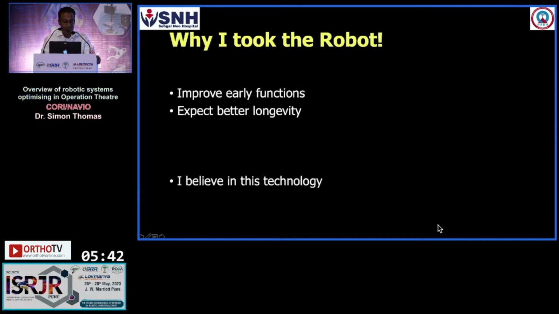Why did I take to robotics? Mainly I thought I would improve early functions and expect better longevity. This was what I read, this was what I thought, and I believed in this technology. I would reiterate this word: I believe in this technology. I thought I believed in this technology when I actually took the robot. When I started using it, I realized that I actually don't believe this much. And I'll tell you why in the future slides.